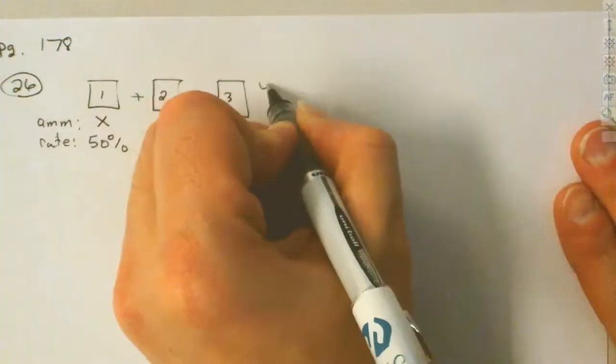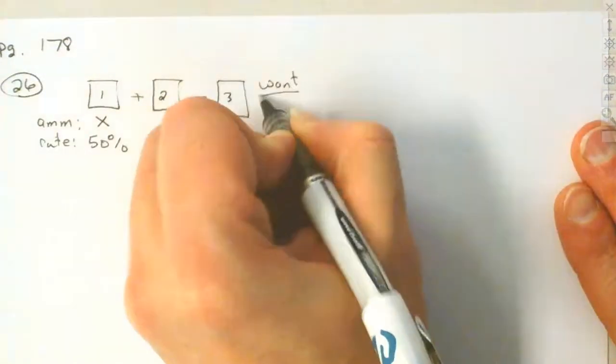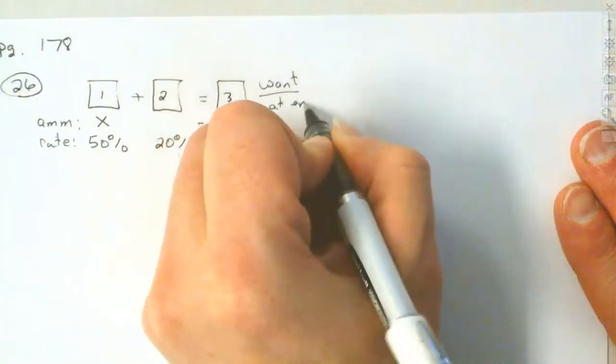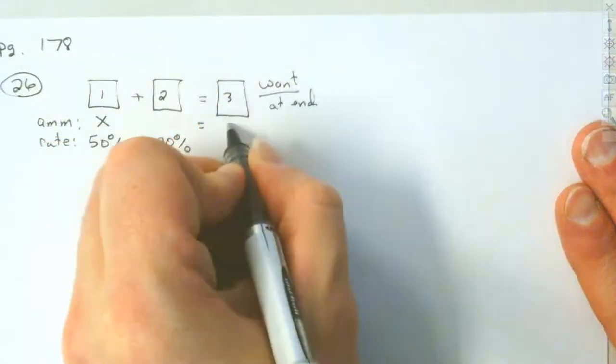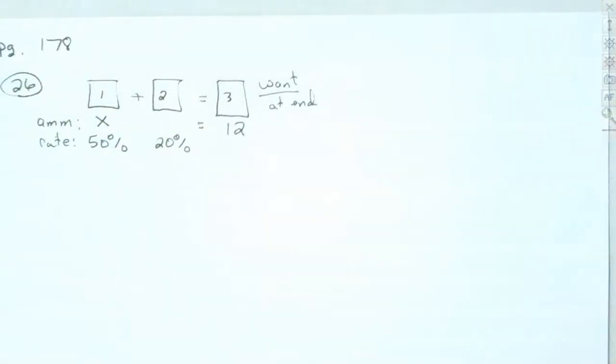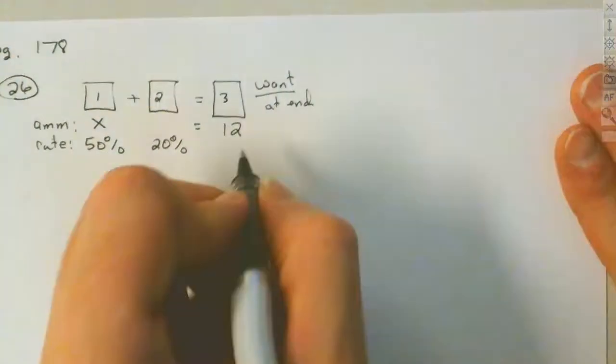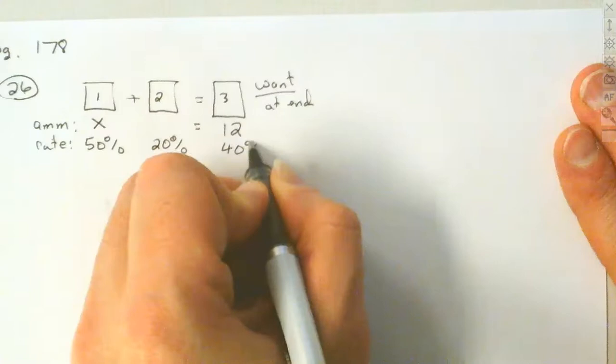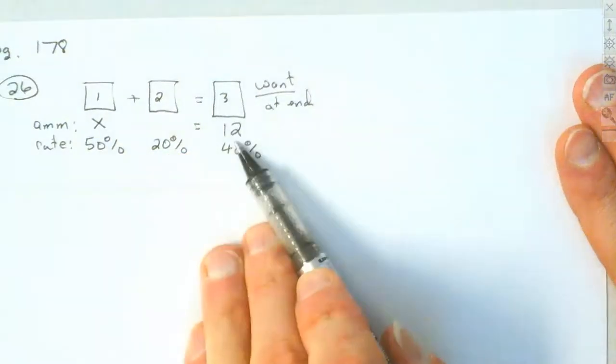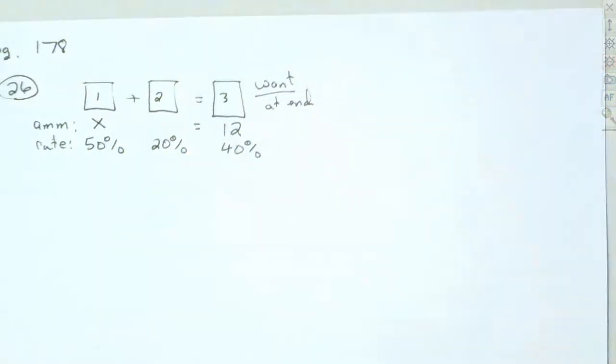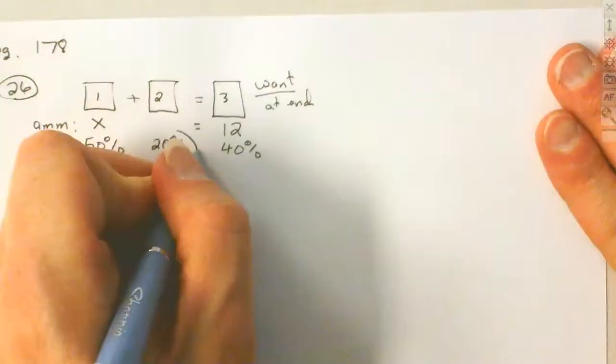And this is what we want at the end. At the end, we want to end up with 12 gallons of a drink mix that is 40% juice. So that is going here. Now, what do we not know? We don't know what goes here.